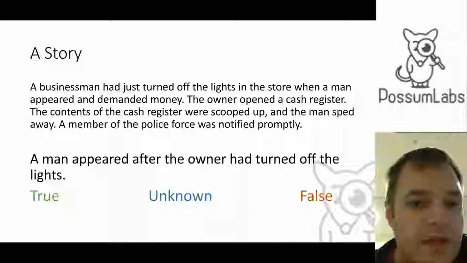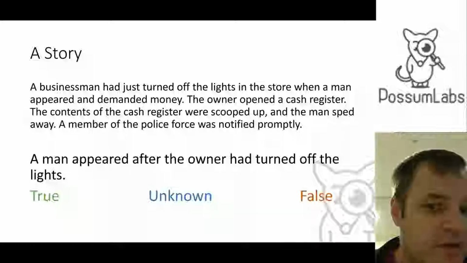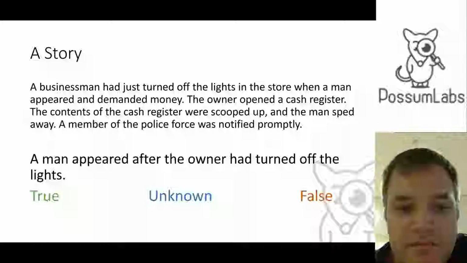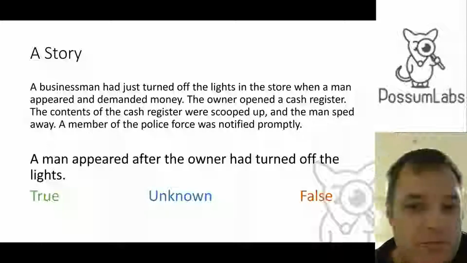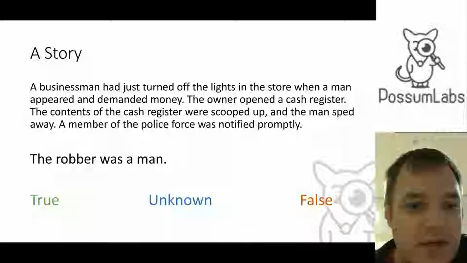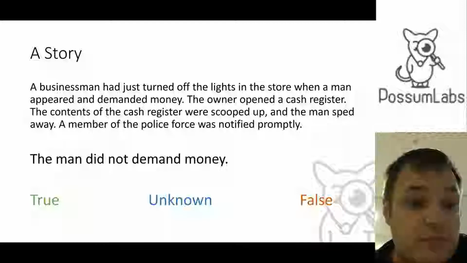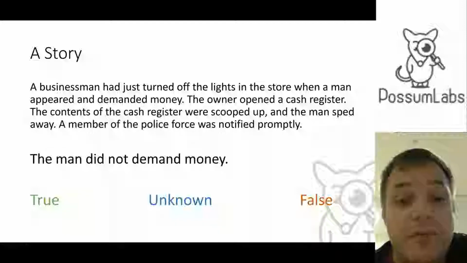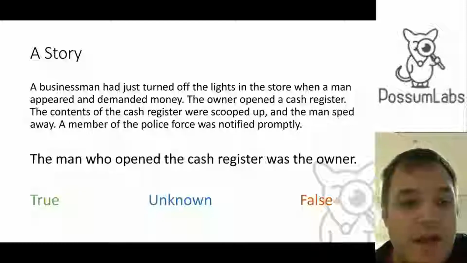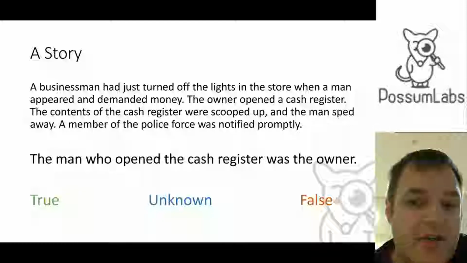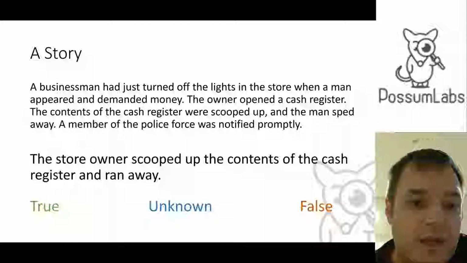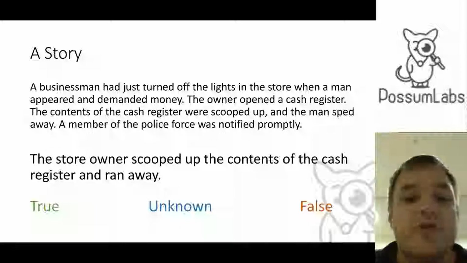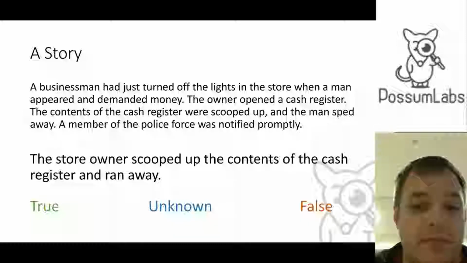Right? So a man appeared after the owner had turned off the lights. Is this true, unknown, false? Just keep track for yourself. The robber was a man. The man did not demand money. The man who opened the cash register was the owner. The store owner scooped up the contents of the cash register and ran away.